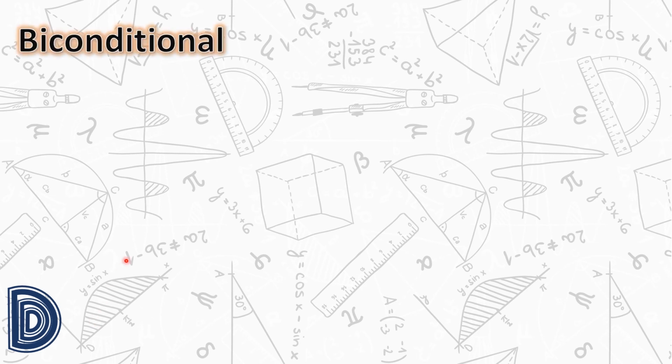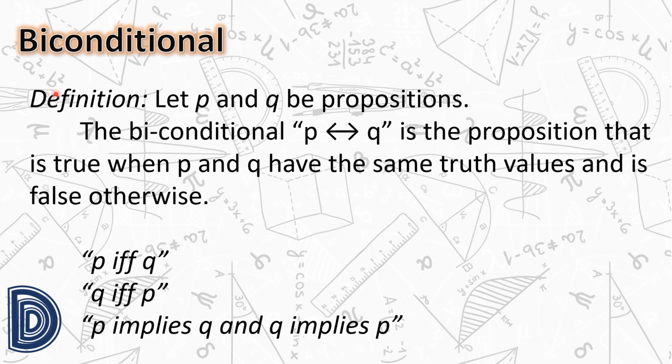Let us have the next one, biconditional. Let P and Q be propositions. The biconditional P if and only if Q is the proposition that is true when P and Q have the same truth values and is false otherwise. So the biconditional will be true if P and Q have the same truth value.